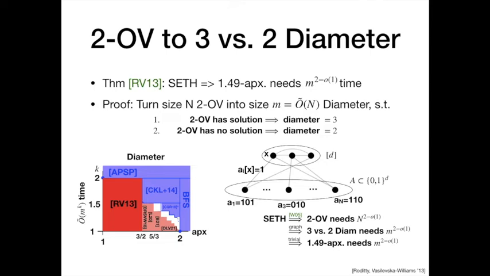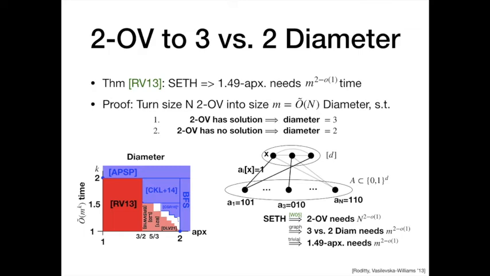So first, let's look at the second condition, that if there's no solution, then the diameter is 2. First, all the coordinate vertices are distance 2 to everything. And furthermore, if there's no solution, then for any two vector vertices, they're not orthogonal, so they have a 1 in common, which means in the graph they have a common neighbor, so you've got a path of length 2. On the other hand, if there is a solution, there's two vectors that are orthogonal, which means the vertices have no common neighbors, and therefore their distance is 3. So this shows hardness of a better than 1.5 approximation.